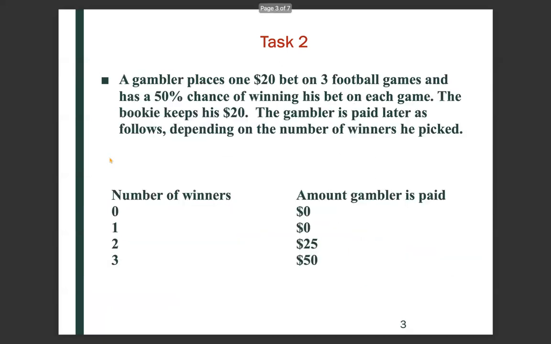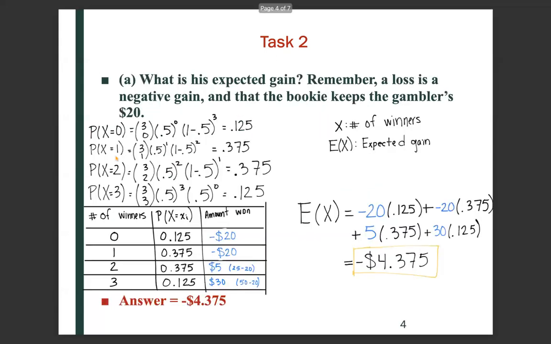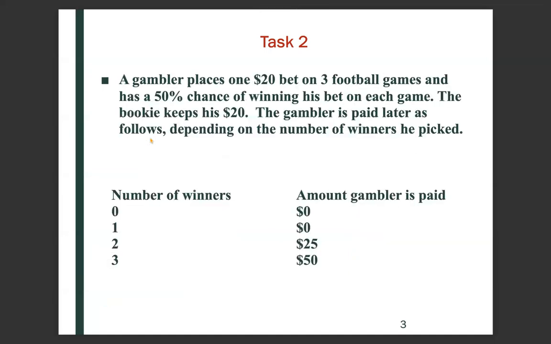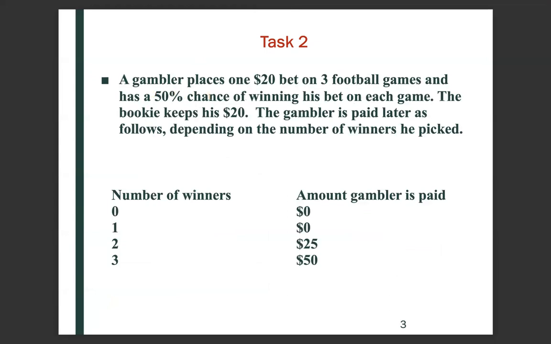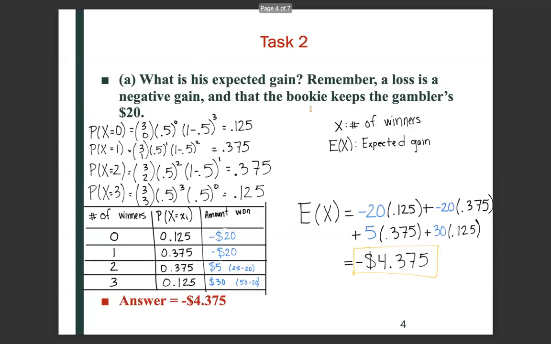And so here, we're going to first look at if x equals 0, if there are no winners. So if there are no winners, we're going to do 3 choose 0, 3 being the number of football games, and then 0 being that there are no winners. And we're given that there's a 50% chance of winning his bet on each game. So the success probability is 0.5. And the failure probability is 1 minus the success probability. So that's 1 minus 0.5, which is also 0.5.